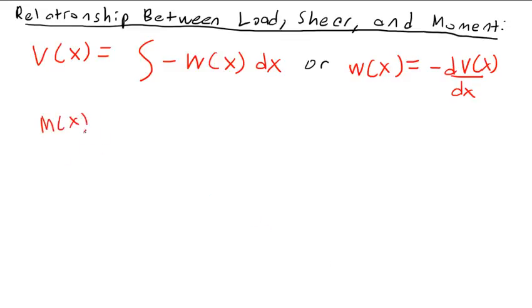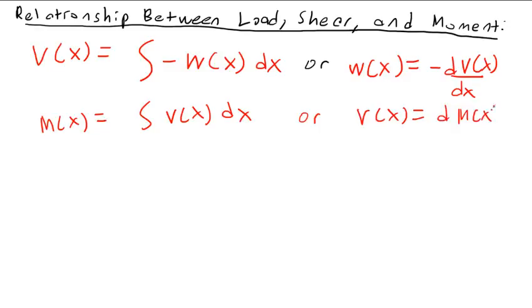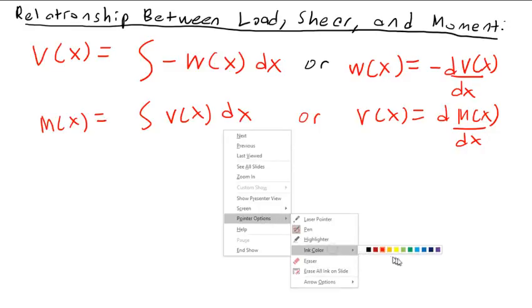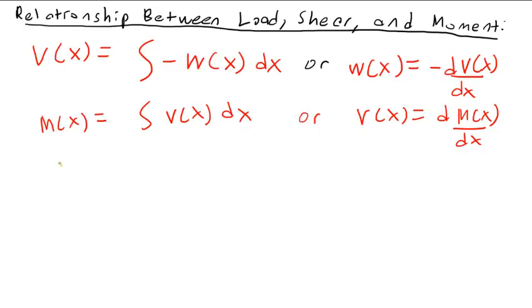M as a function of x is equal to the integral of v of x dx, or v of x is equal to dM of x dx. Okay. Also, let me give you another little note here. Note: w of x assumed down.